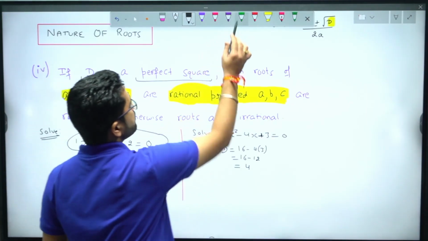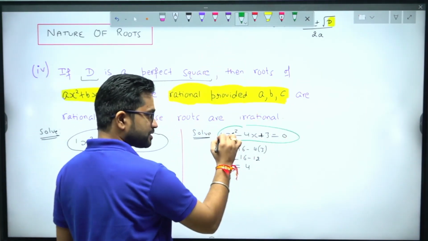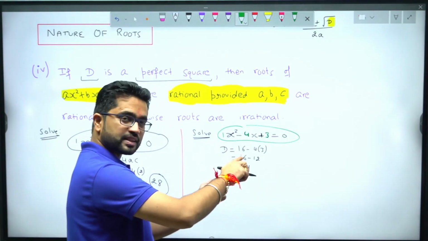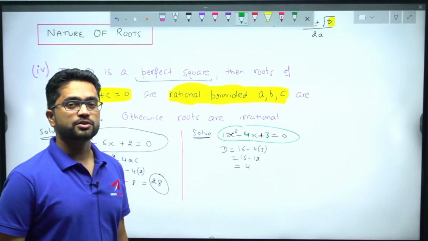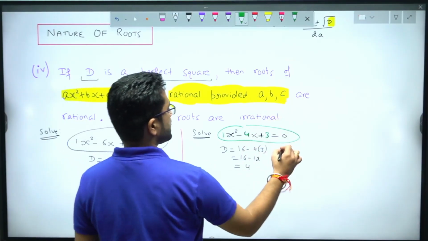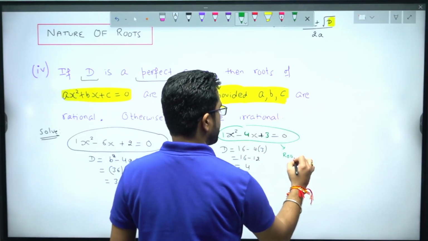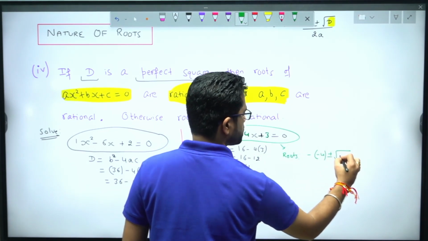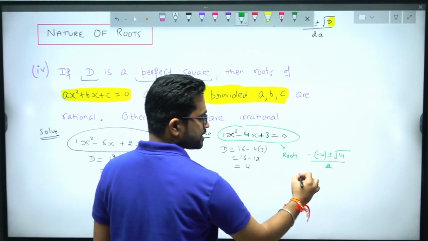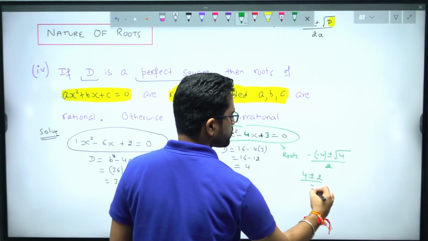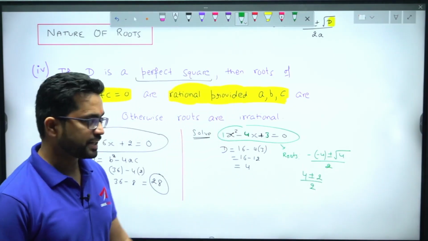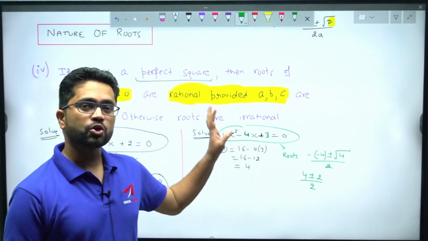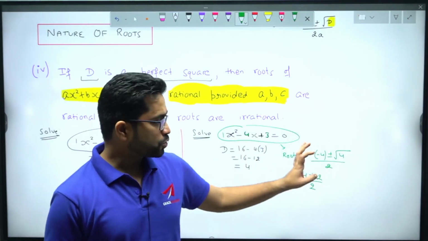So in this case, if you figure out the roots of this equation, because the coefficients are rational and D is a perfect square, the roots of this equation would be rational. Why so? Let's see. The roots come out to be minus b plus minus under root D by 2. So this comes out to be 4 plus minus 2 by 2. One root is 4 plus 2 by 2, the second is 4 minus 2 by 2. So D is a perfect square, coefficients are rational, so roots are rational.